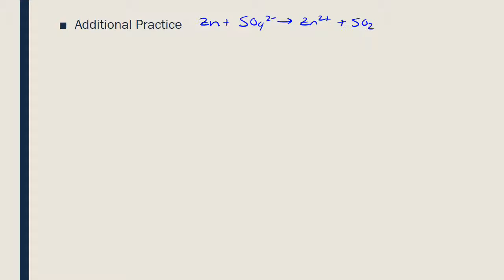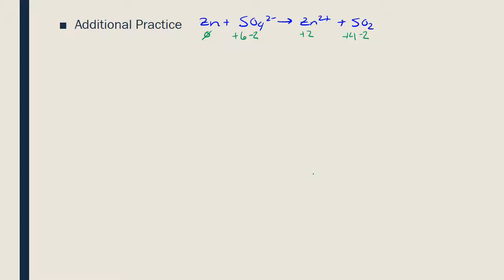First thing, assign oxidation numbers. So zinc is 0. Here, we know oxygen is -2. Times 4 is -8. We want 2 remaining, so this becomes +6. Here, zinc has an ion, so it's a +2. Then SO2, oxygen's -2. -2 times 2 is -4. So sulfur is +4 for the neutral compound.